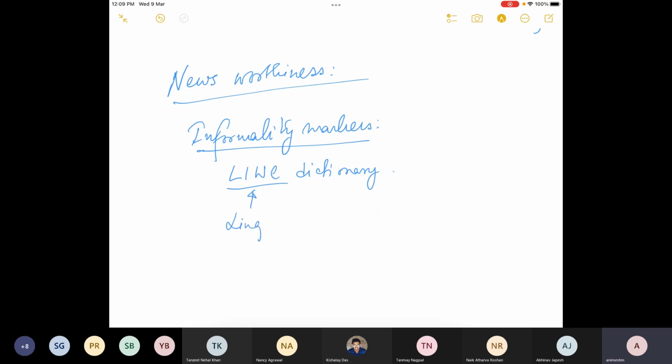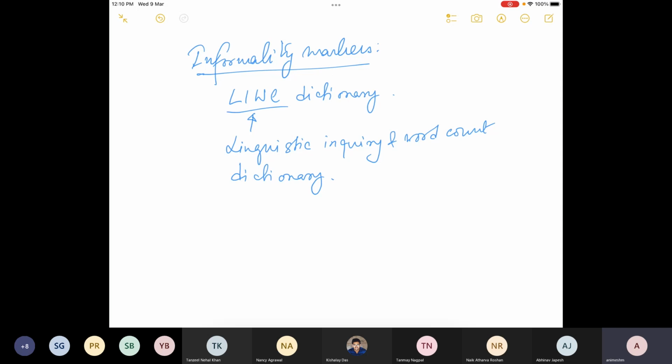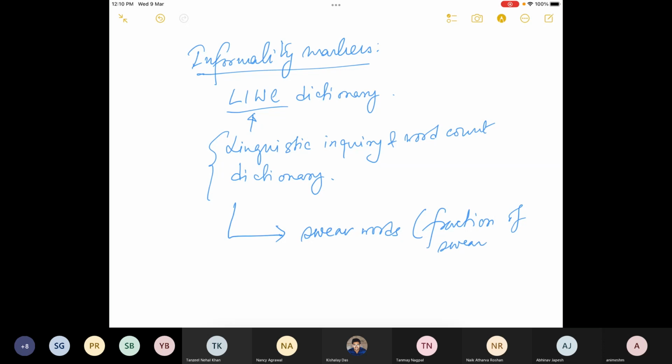It is the Linguistic Inquiry and Word Count Dictionary. Okay, so now within this, you try to find out, using the dictionary, the following things. Swear words. So the fraction of swear words in the headline. This becomes one of your features.